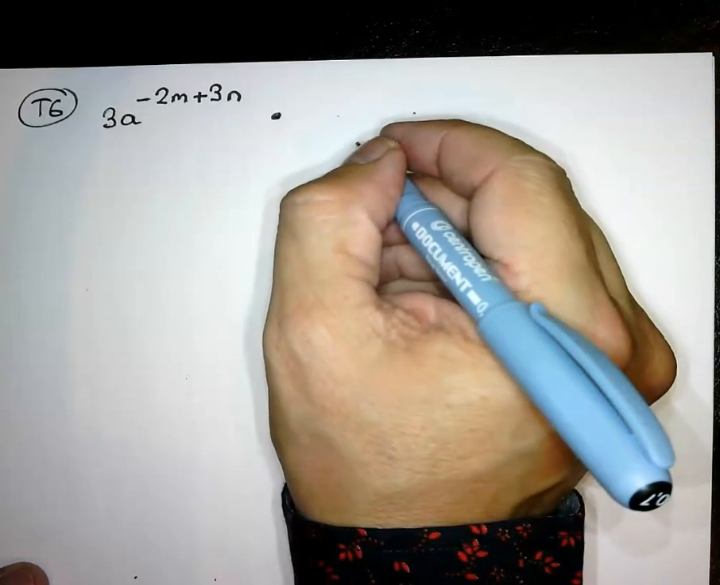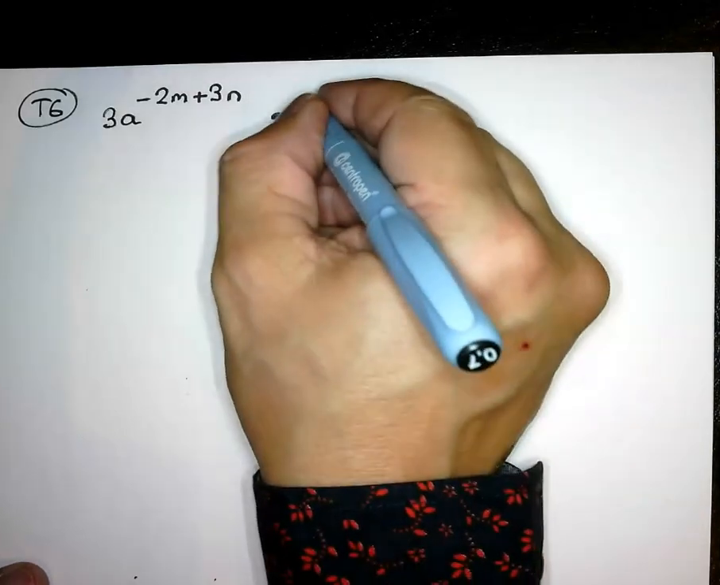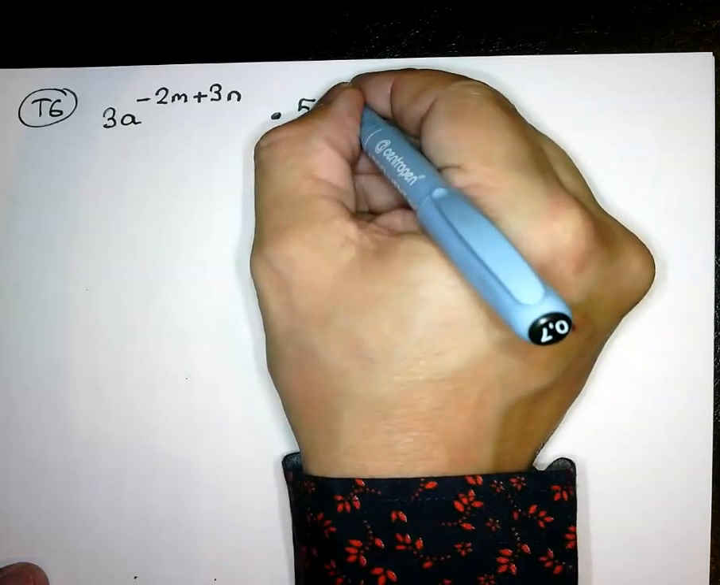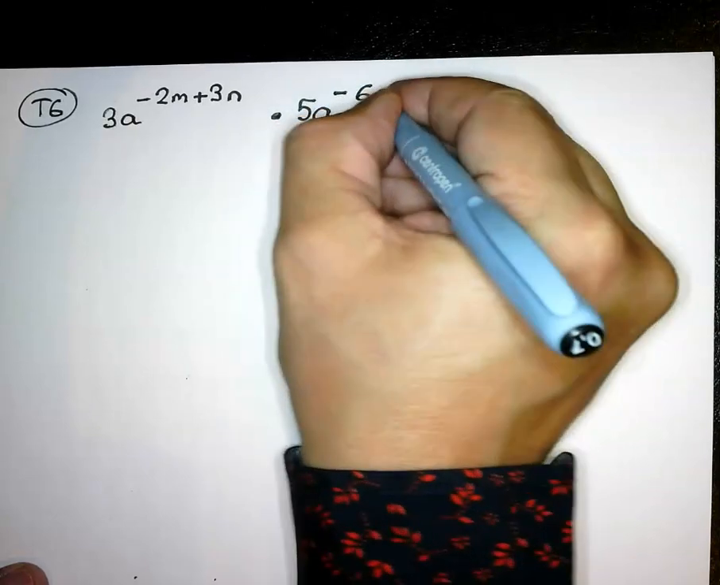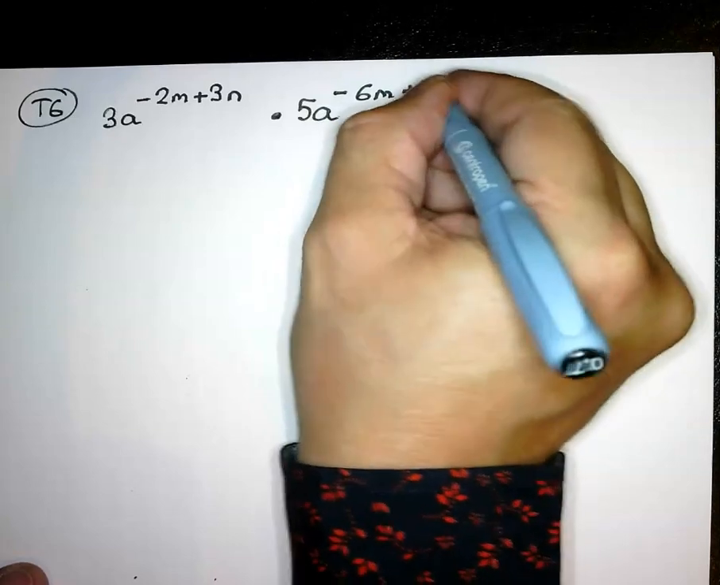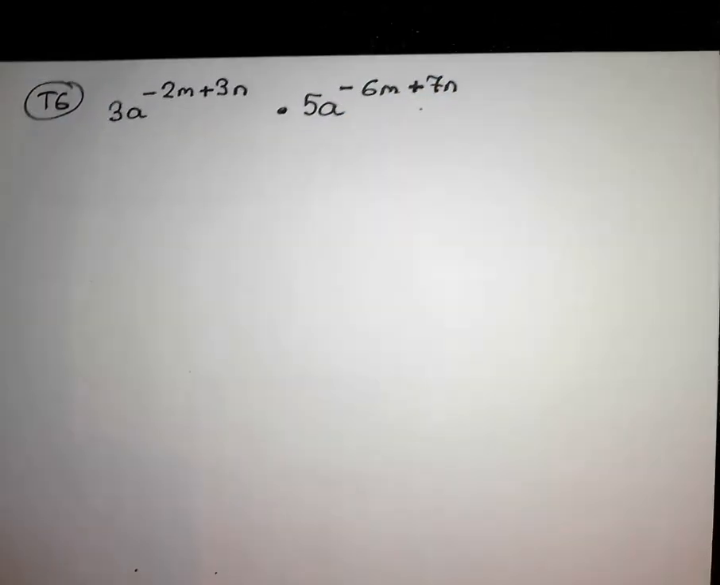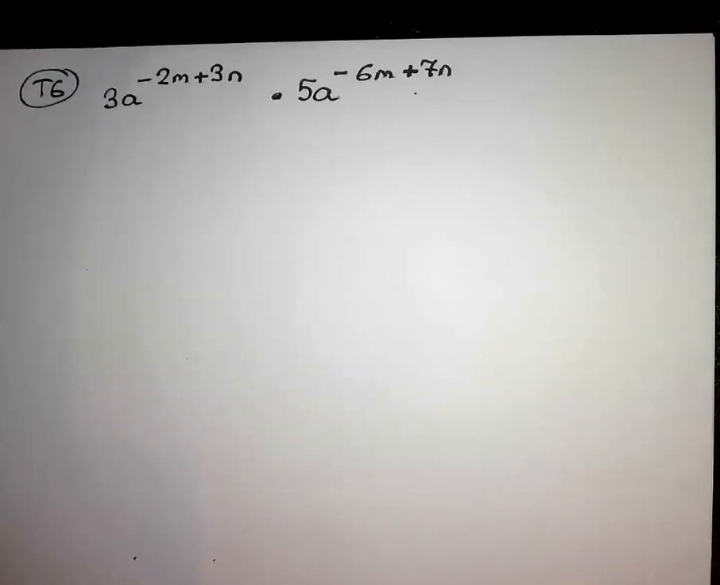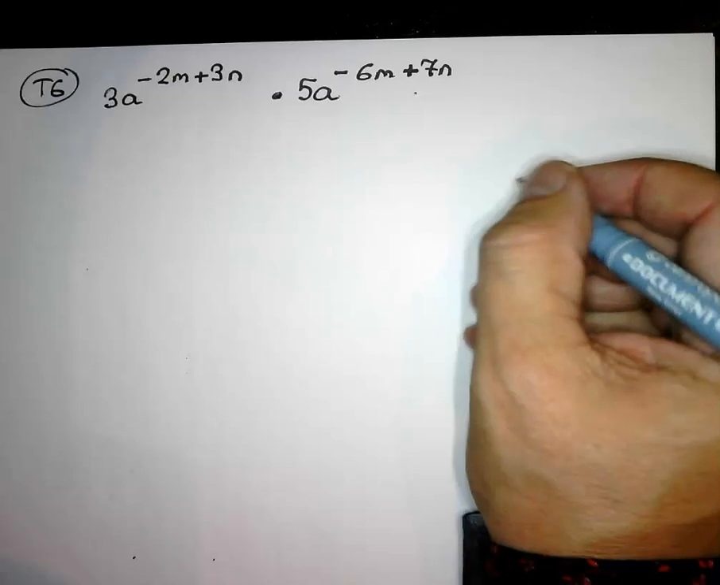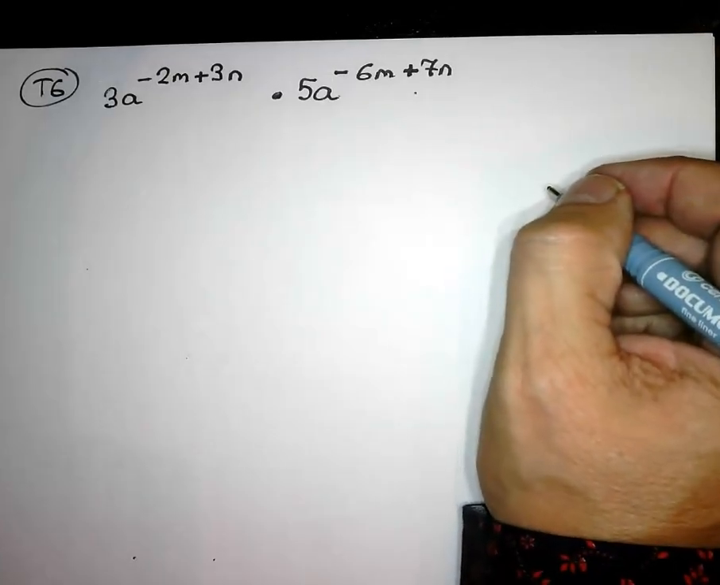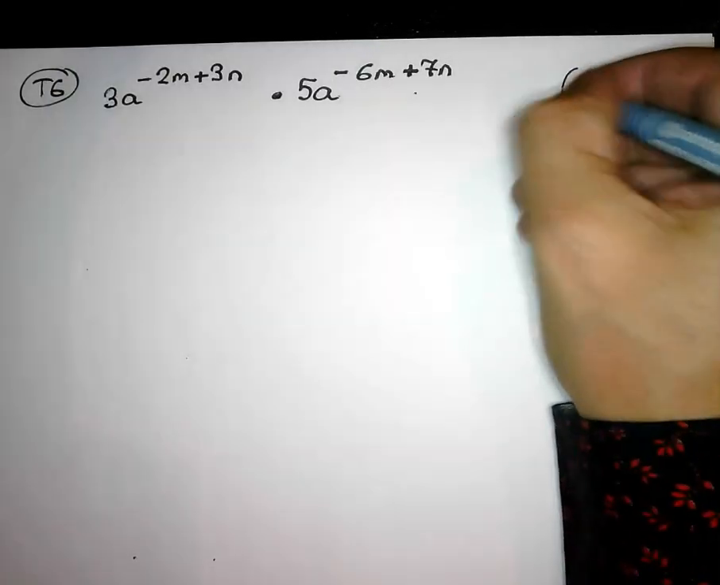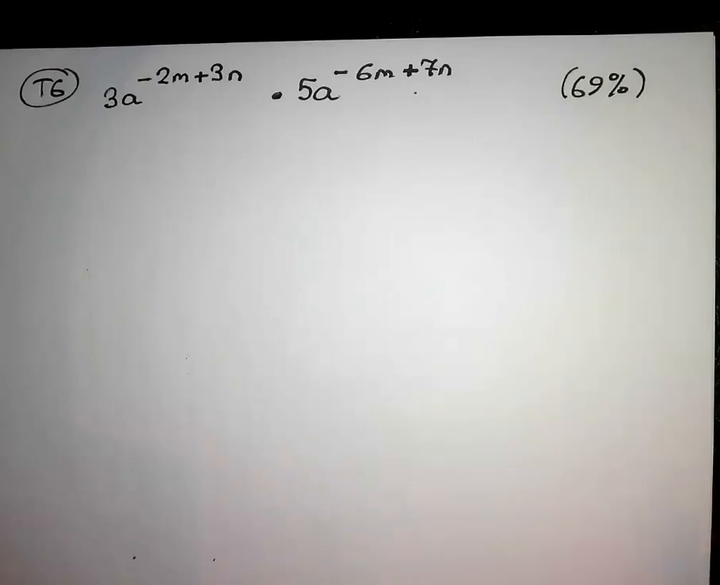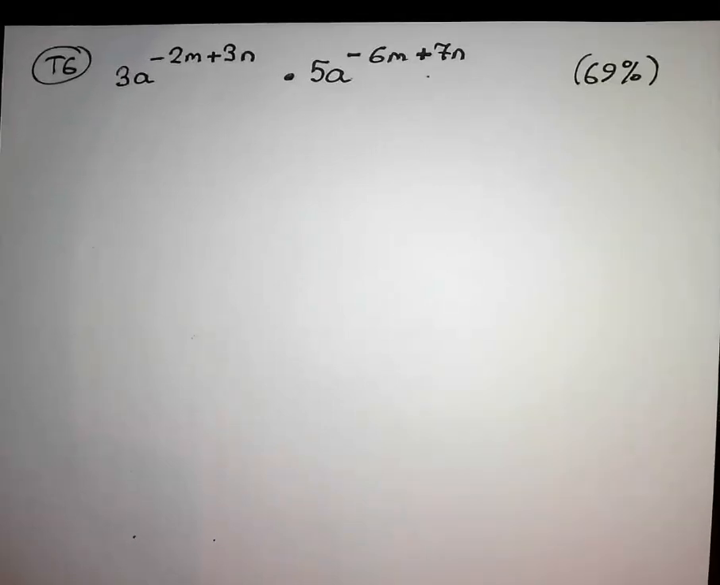Then we have multiplication 5a to the power of 6m plus 7n. I don't like these kinds of expressions. It is so hard to write that clearly so that everyone understands what I mean. And as I said, in the Friday's test, 69% of students could solve this simplifying problem.